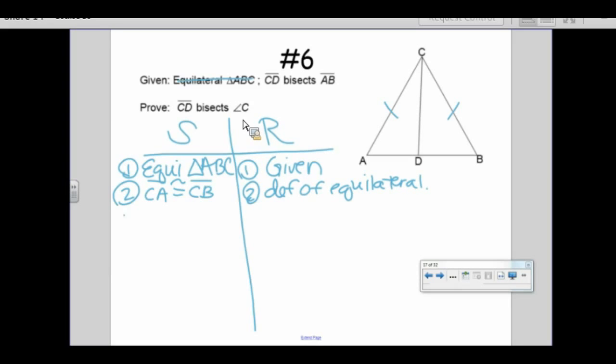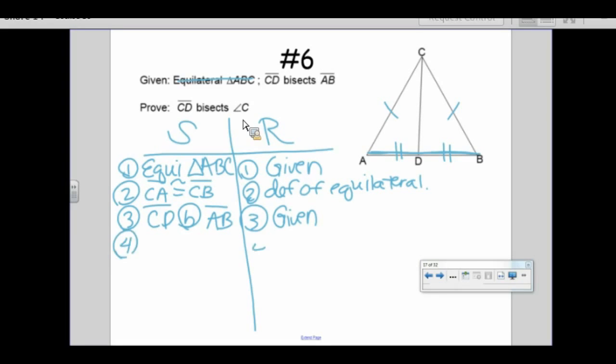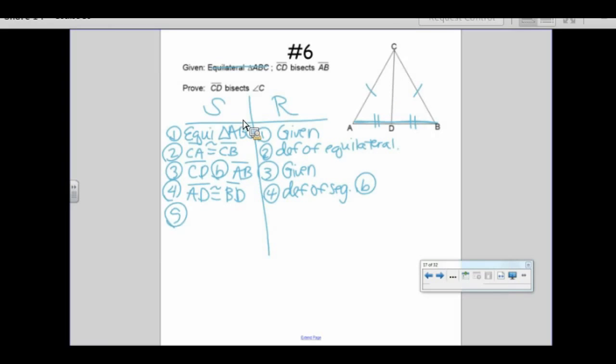I used it. Let's do our second given. CD bisects AB. Given. All right, well, AB has just been bisected. So I know I can go to my picture and I can add markings. And when I add markings, I need to document it. I now know that AD is congruent to BD. Definition of segment bisector. All right, going strong. That one's a dead end as well. We can't go any further.